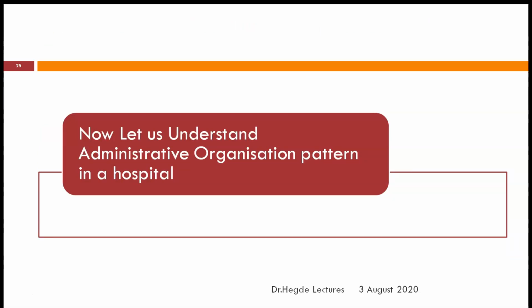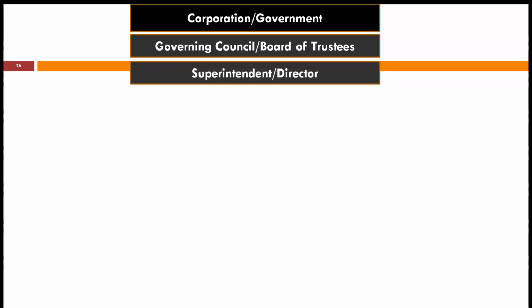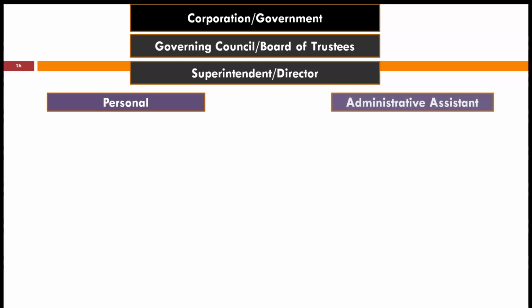Now let us understand the administrative organization pattern in a hospital, how the organization pattern runs in a hospital. Coming to the government or corporation, under it there will be a governing council or board of trustees. Under that, there will be a director or medical superintendent. Again, it may be run by personnel or by an administrative assistant below the superintendent.